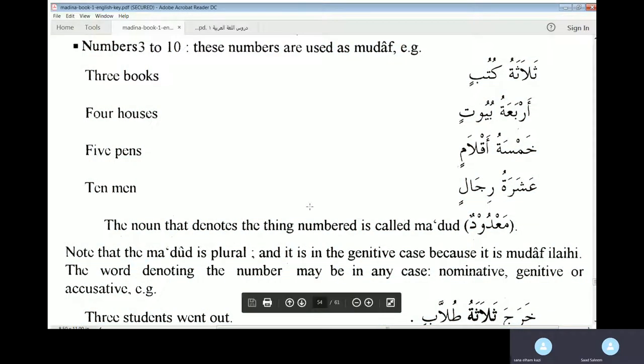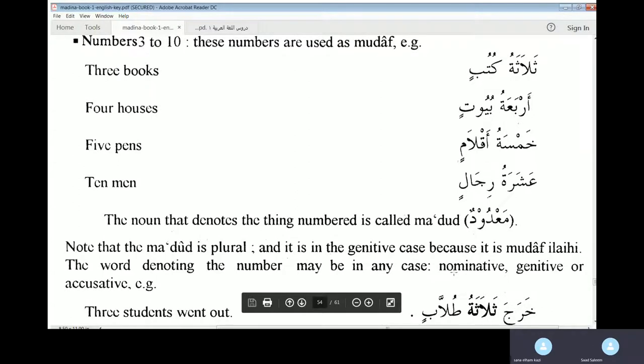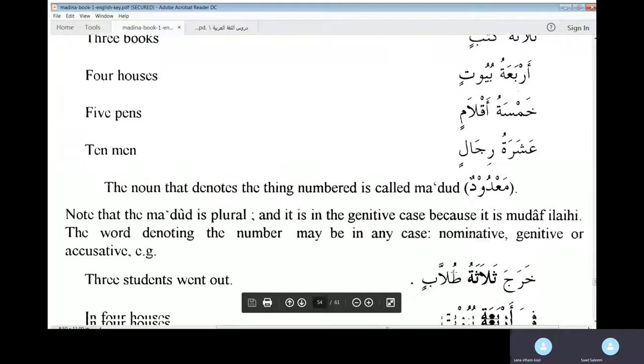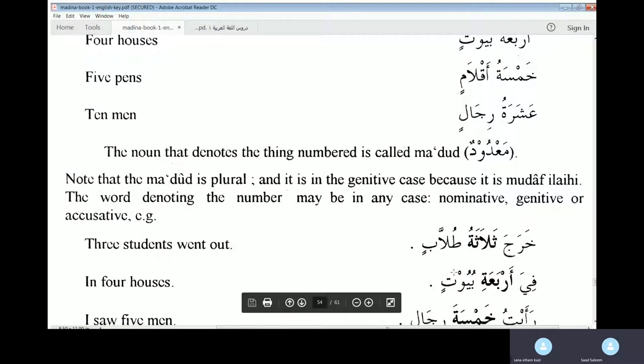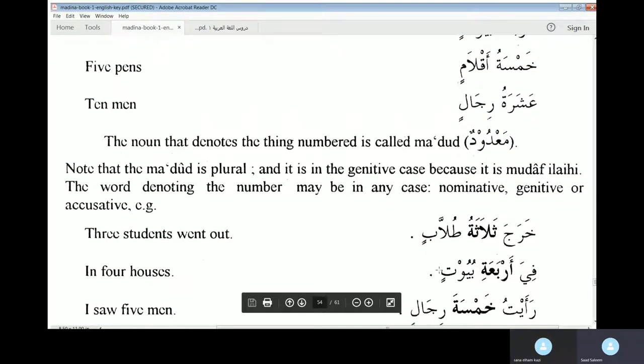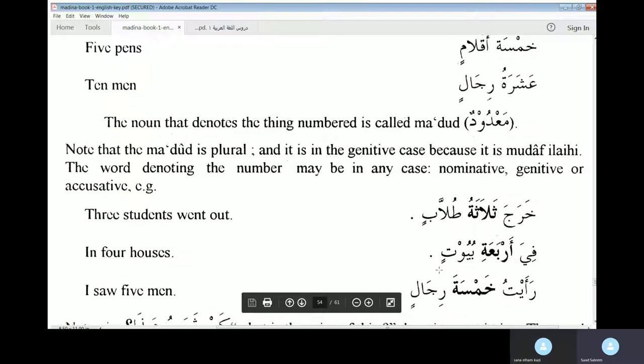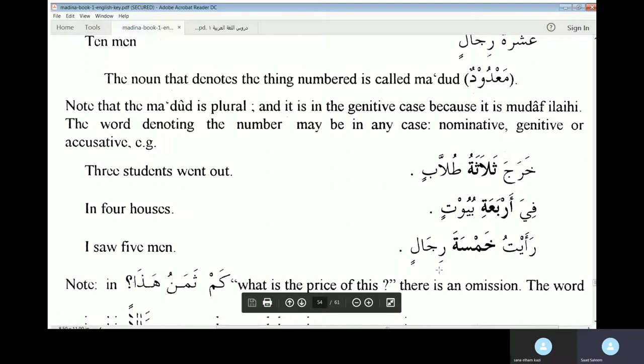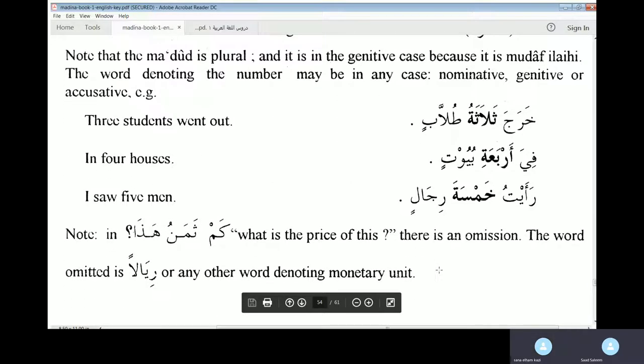And what is the word describing the number? It means the actual number: thalathatu, arba'atu, and all that. Yes, it is thalathatu, arba'atu, khamsatu, sittatu, sab'atu. This is for masculine madood only. So at the moment you have learned counting from 1 to 10 for masculine madood.